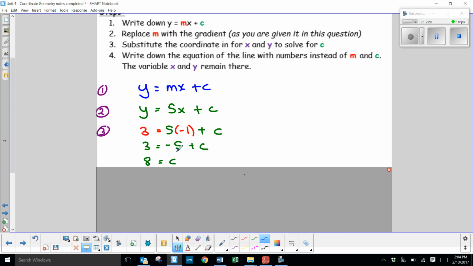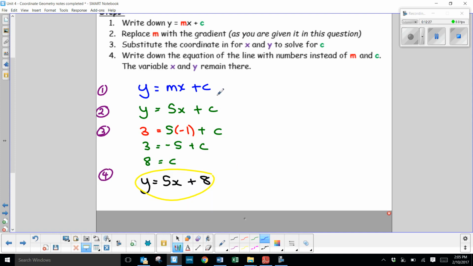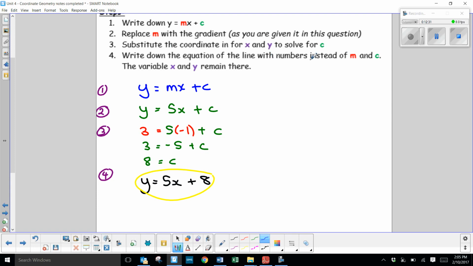Last step, this is what I mean by part 4: write down the equation of the line with the numbers instead of m and c. The variables x and y must remain there. So you don't replace x and y with numbers. You just did that here in order to work out what the c is. Your final answer should be the gradient intercept form of an equation of a line, which is y equals something x and then plus or minus something. Could possibly be 0 even. So that's the equation of the line. It's got a gradient of 5 and a y-intercept of 8.